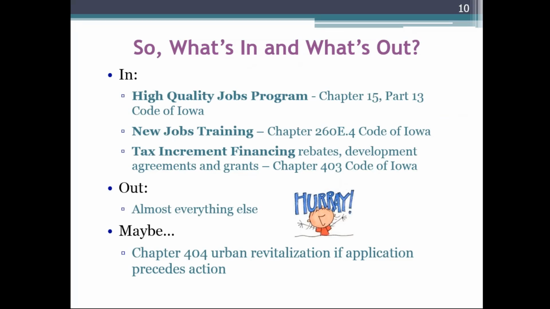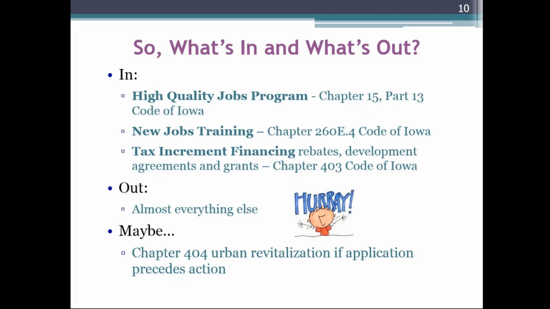So what's in and what's out? From a state standpoint, there will be the high quality jobs program and the new jobs training. The first one is primarily for the state of Iowa's CAFR. The new jobs credit will be primarily for community colleges, and the last one, tax increment financing, will be the one that cities are most likely going to have to deal with, and I want to refine that a little bit later. But if you have TIF, you're going to want to take a good look at this. Almost everything else is out.